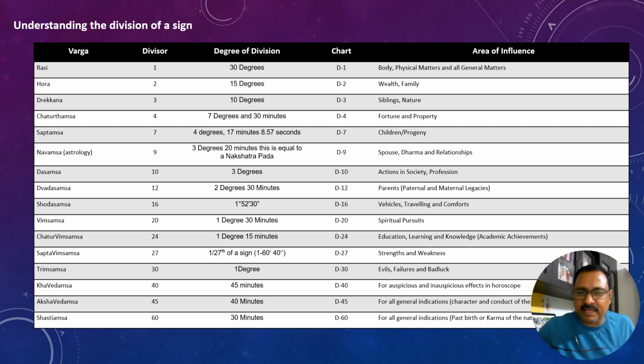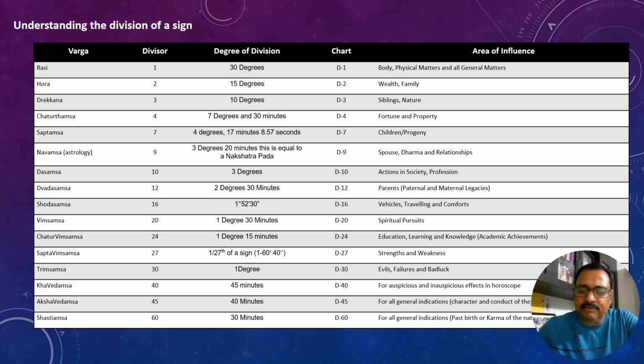So Sage Parashara has divided each sign into multiple sublevels, and by dividing them we can create a new set of charts, and these charts are called divisional charts. Each divisional chart gives specific details about a person who is born at a specific period of time, and each divisional chart is given a specific signification. And we know what a Rasi chart is, right? It would give a person's body, physical attributes and general matters, at a very high level the person's physical and mental dimensions.